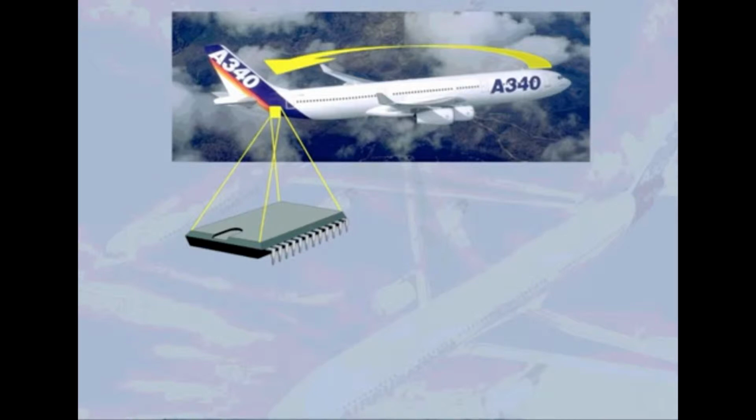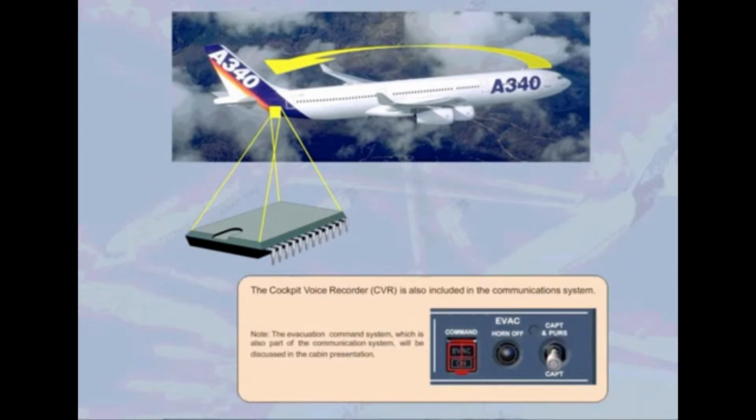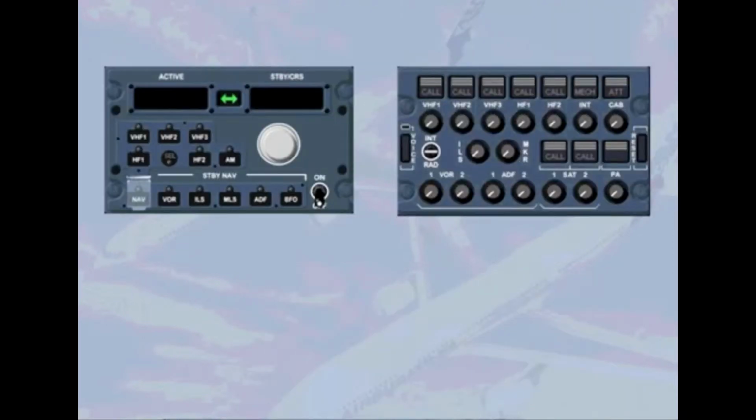The cockpit voice recorder, CVR, is also included in the communication system. Note: the evacuation command system, which is also part of the communication system, will be discussed in the cabin presentation. Control of all radio communications is achieved through radio management panels, RMP, and audio control panels, ACP. Let's start with the RMP.